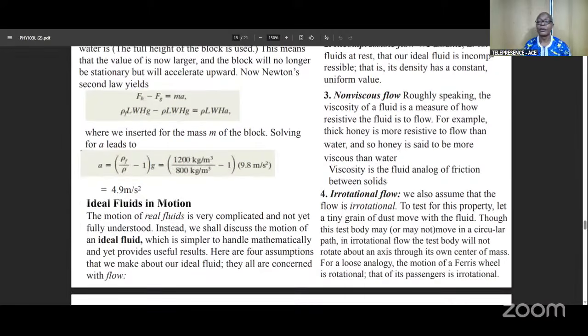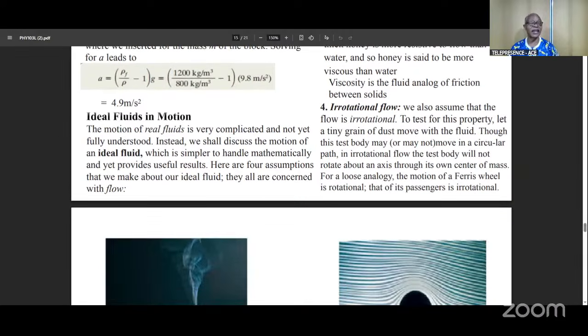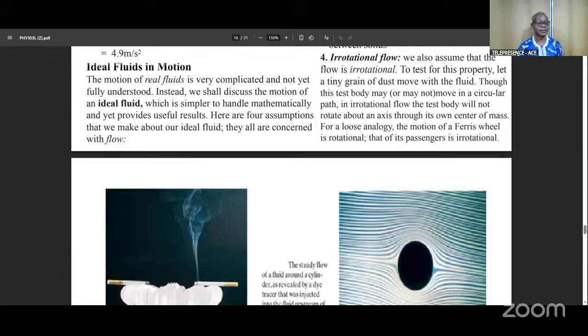Irrotational flow. We also assume that the flow is irrotational. If you look at a tiny grain of dust as it moves in a fluid, though this test body may or may not move in a circular path, in irrotational flow, the test body will not rotate about an axis through its own center of mass. For a loose analogy, the motion of a Ferris wheel is rotational, that is, the wheel itself. That of its passenger, the passenger that is seated, is irrotational. Okay?